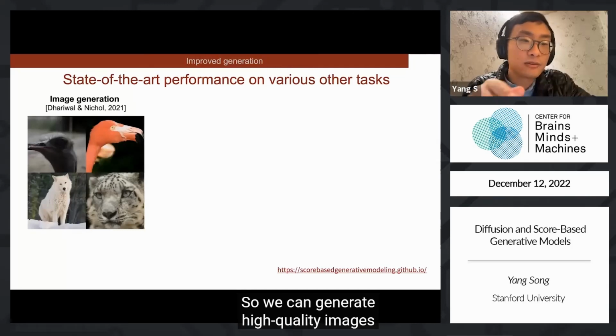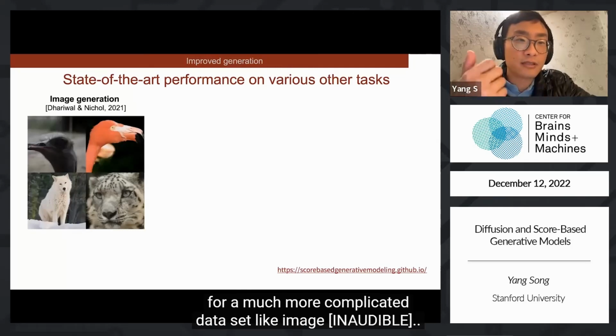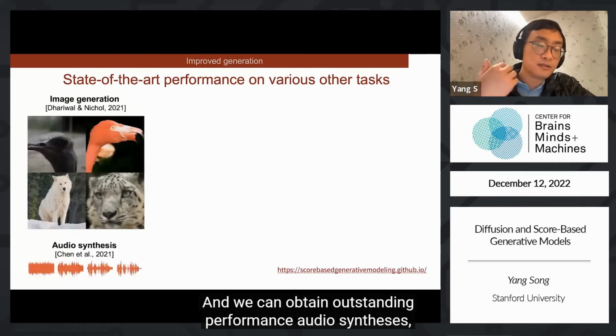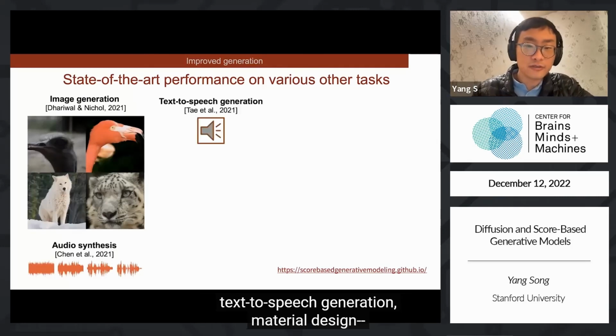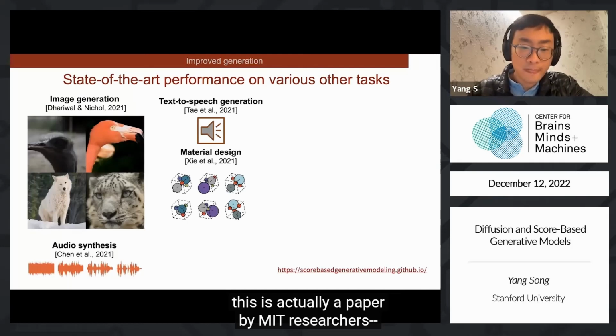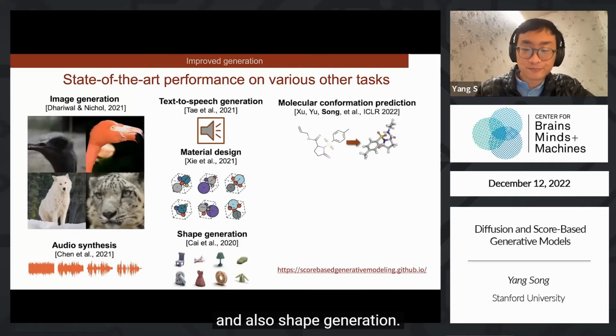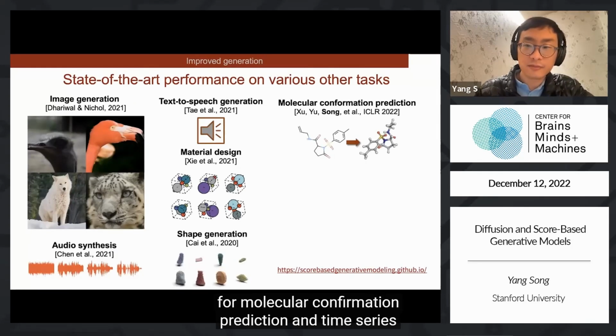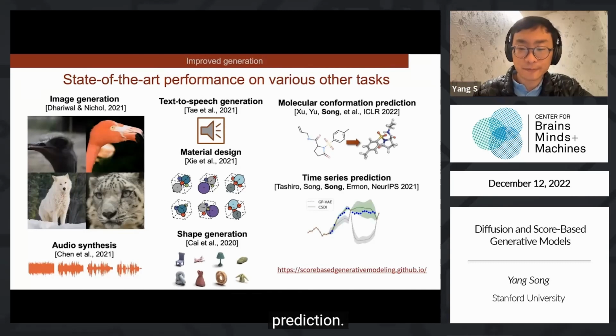So we can generate high-quality images for much more complicated datasets like ImageNet, and we can obtain outstanding performance on audio synthesis, text-to-speech generation, material design. This is actually a paper by MIT researchers, and also shape generation. We can also use score-based approaches for molecular conformation prediction and time series prediction.